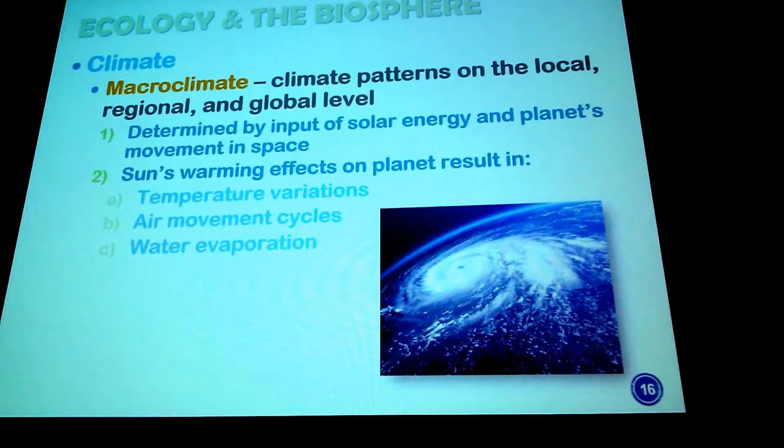So something like a hurricane would definitely affect a macroclimate. It doesn't affect one area. It could affect things throughout a large portion of the earth.